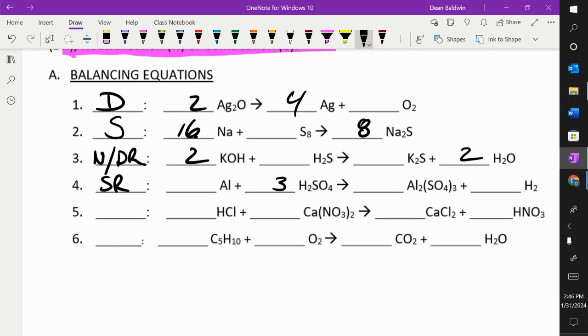Then check your hydrogens. How many hydrogens do I have on the reactant side, the left side? I've got 6, right? I've only got 2 over here. So I'm going to put a 3 there. Is it balanced? What needs to be balanced? 2 on the aluminum because I've got 2 aluminums there. So I throw a 2 there.